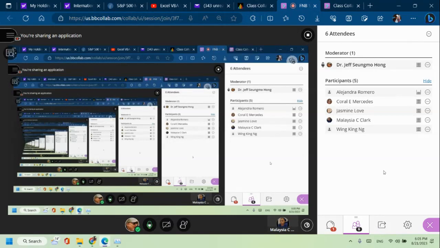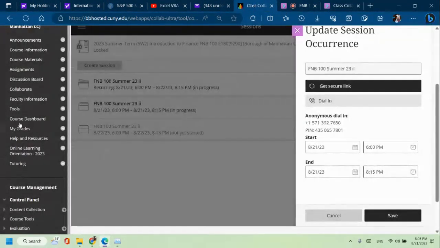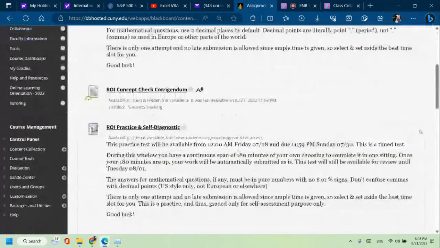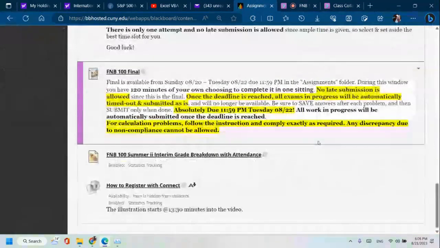When will I post the grade? Well, it will take a couple of days. It will give me about 2 to 3 days, and it will post on your CUNY First, and also where I post the grade here.